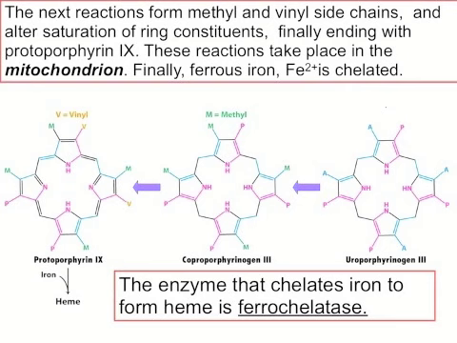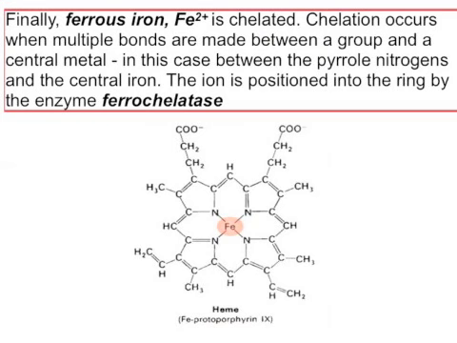And finally, protoporphyrin 9 is transported to the mitochondrial matrix, where iron is chelated. The final step is the chelation of ferrous iron, Fe2+. Now, chelation is when multiple bonds are made between a central metal and another group. In this case, the other group consists of 4 nitrogens, each of which is a substituent of one of the pyrrole rings. This ferrous iron is positioned by the enzyme ferrochelatase.